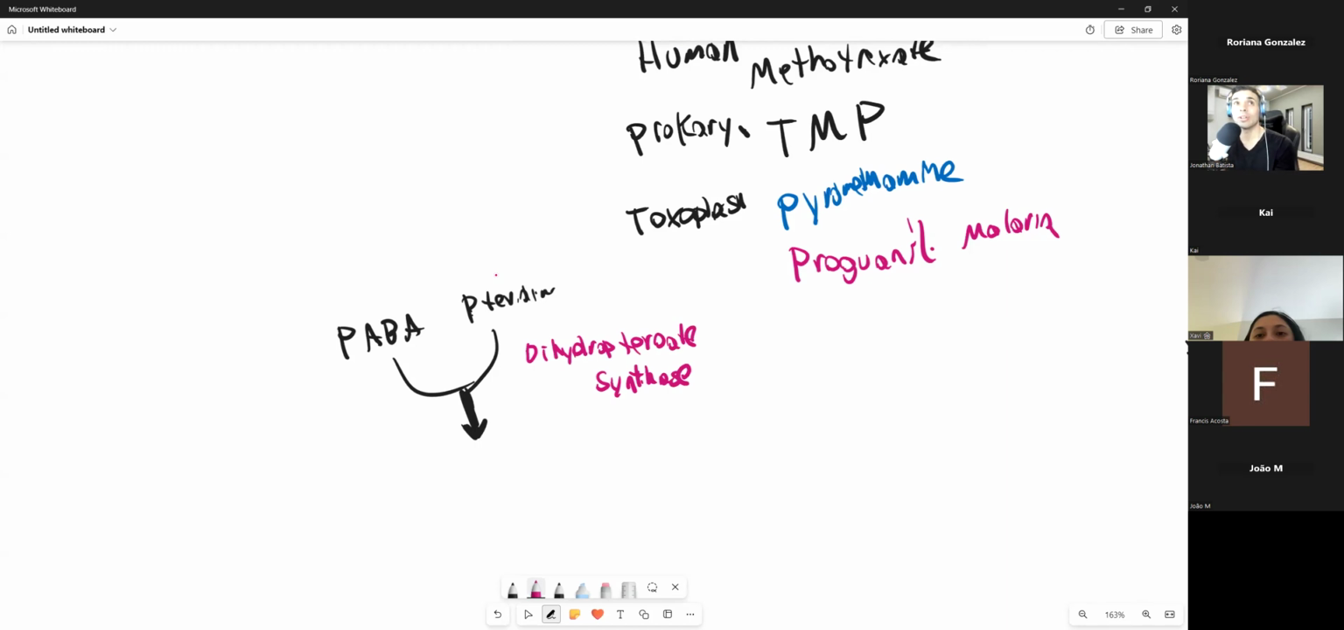SMX is correct. These are sulfonamides. Sulfonamides are inhibiting the PABA conversion and pteridine from becoming dihydroxypteroic acid. You want to stop dihydroxypteroic acid from forming, so you can stop this by giving SMX. Now, there's another drug that, technically speaking, is not a sulfonamide, but it does the same mechanism of action.